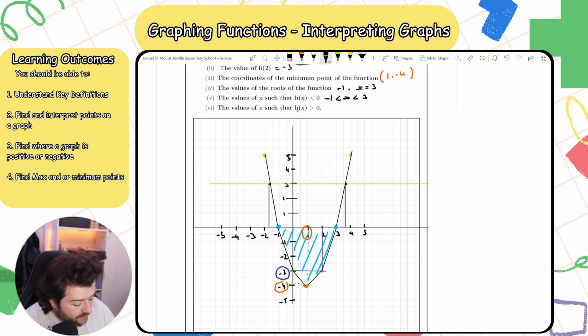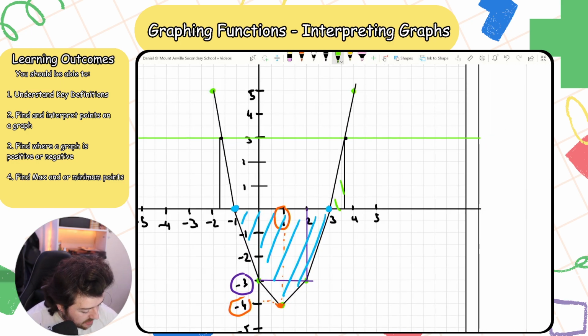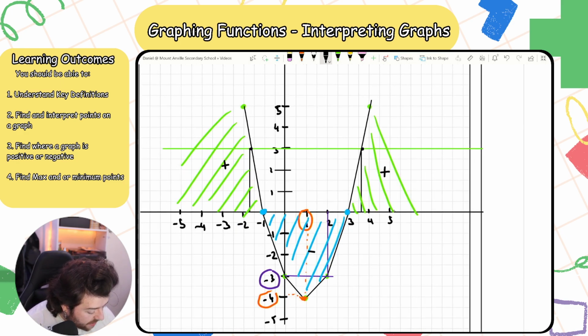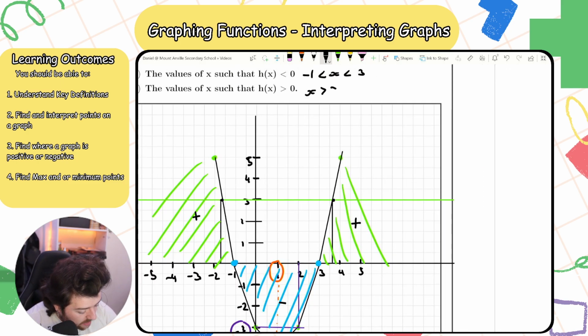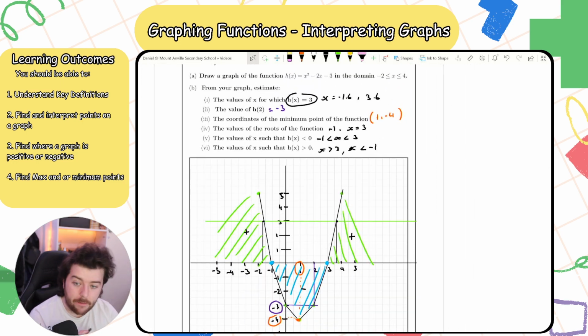Finally, such that h of x is greater than 0. It is greater than 0 at these points and these points, right? It's above the x-axis. So that happens when x is greater than 3, so when x is 4, 5, 6, 7 and so on, and when x is less than minus 1.